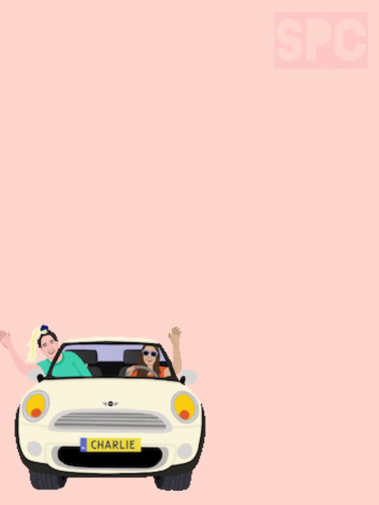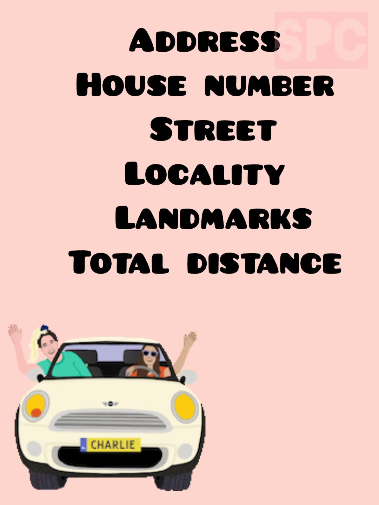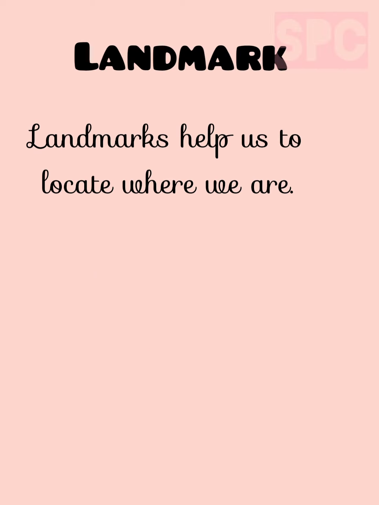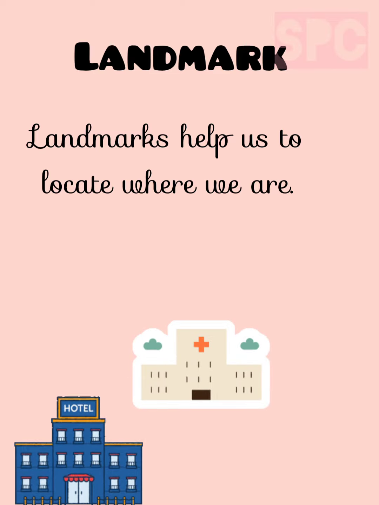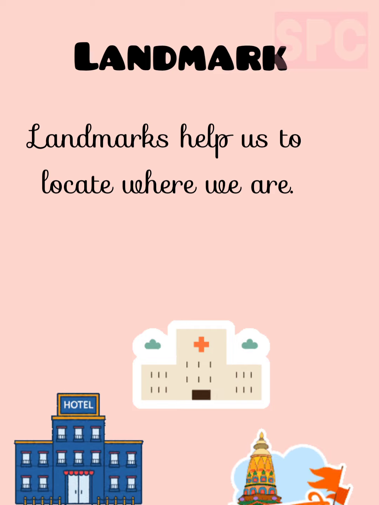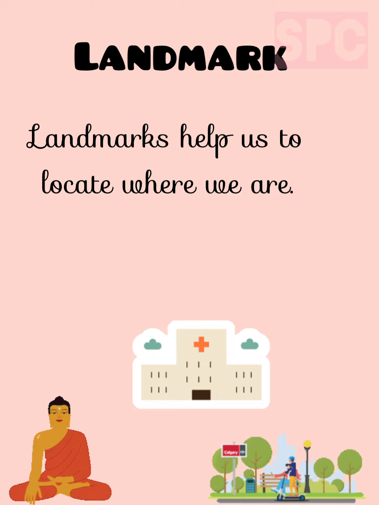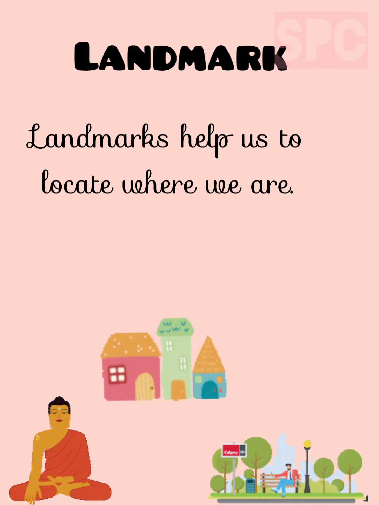Students, whenever we have to reach any place, first we get the address of that place, which includes the house number, name of the street, locality, important landmarks, and the distance from our house. Now, what is a landmark? A landmark is a popular place or a building on our way. It helps us to locate where we are. A hospital, a temple, a particular statue, park, shop, a house of a different color can be a landmark.